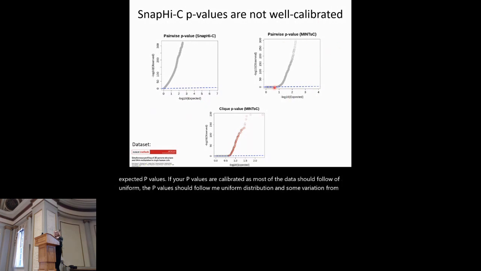Whereas if you look at the pairwise p-values that come from MIN-C, they are well calibrated. There's some very high signal, so there's a chunk of the p-values that deviate from the expected distribution. And then also, accordingly, at the clique level, when we are evaluating multi-way interaction, it gives us well-calibrated p-values.